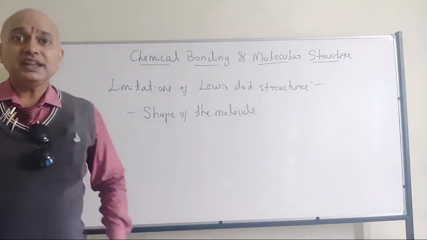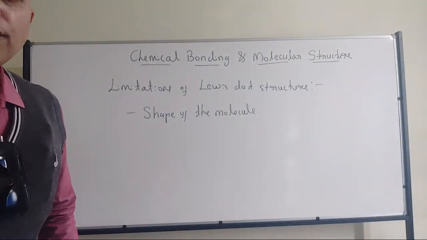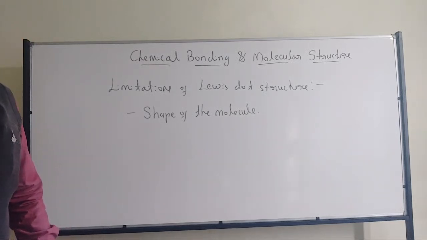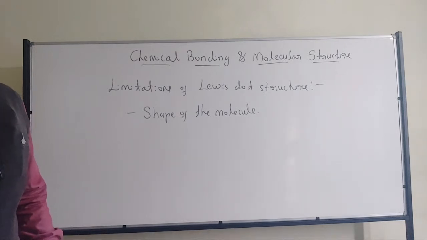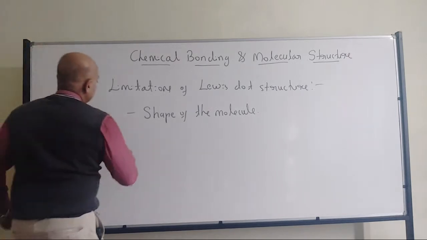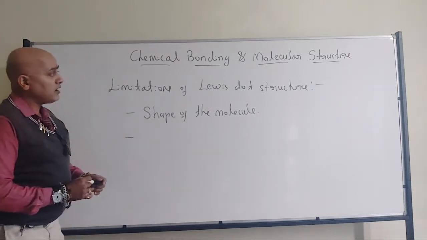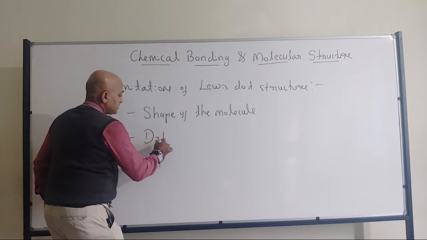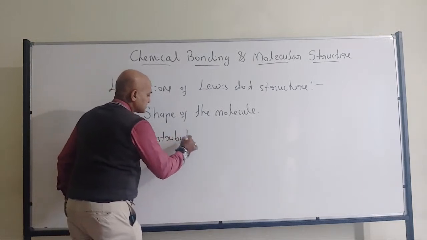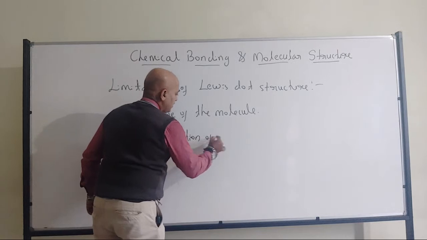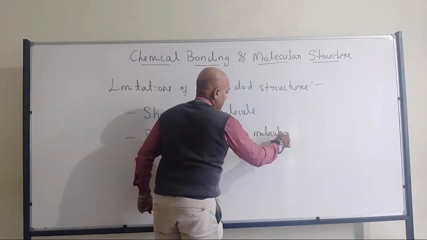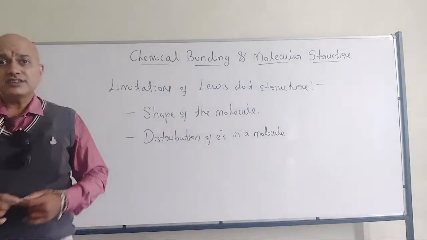That's very important. That is the major drawback of the Lewis dot structure. It does not talk about the shape of the molecule. That's where we have another theory which talks about the shape of molecules. Now, what is another drawback of the Lewis dot structure? It does not talk about the distribution of electrons in a molecule.